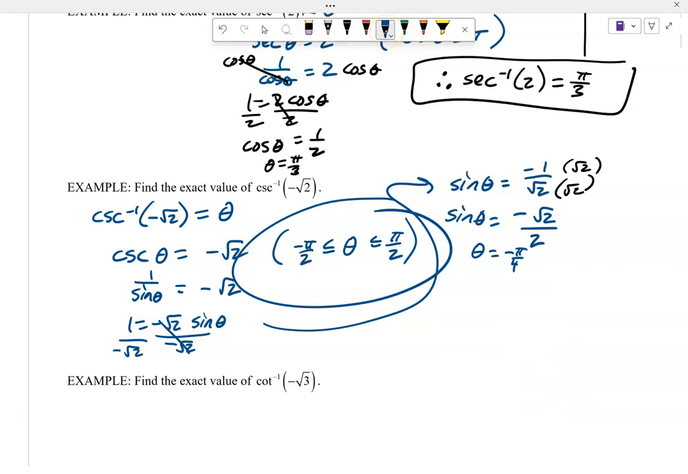Then I'll say, well, if theta's negative pi fourths, remember we called the arc cosecant theta. Therefore, the arc cosecant of negative root 2, which we called theta, is negative pi fourths. We know theta is negative pi fourths.